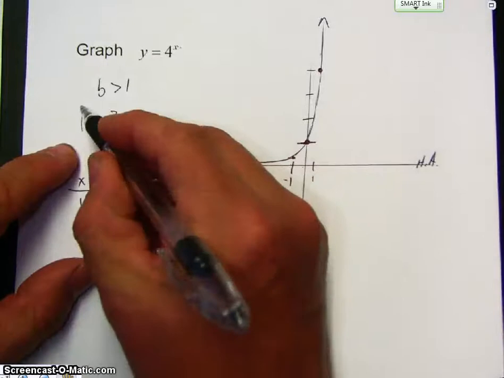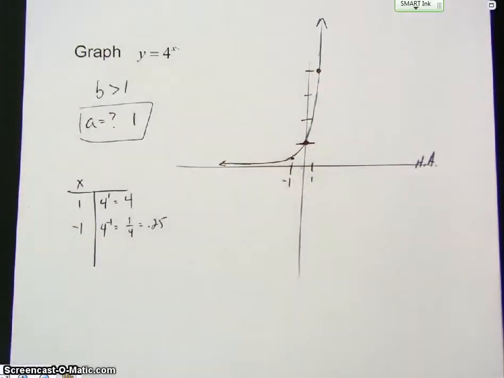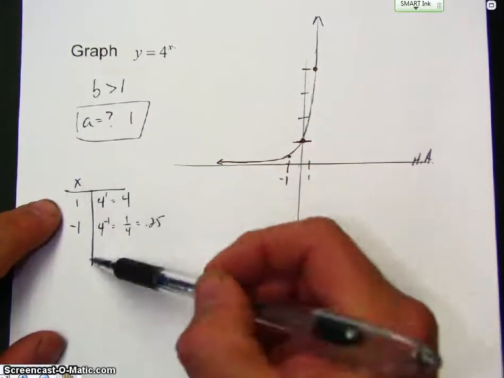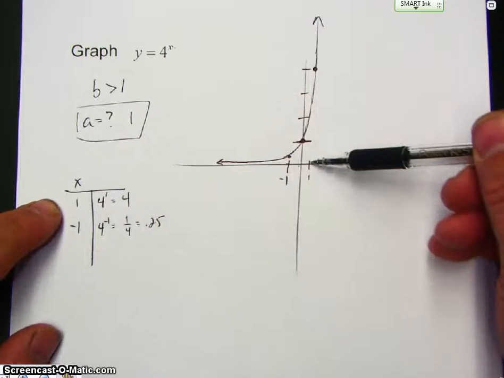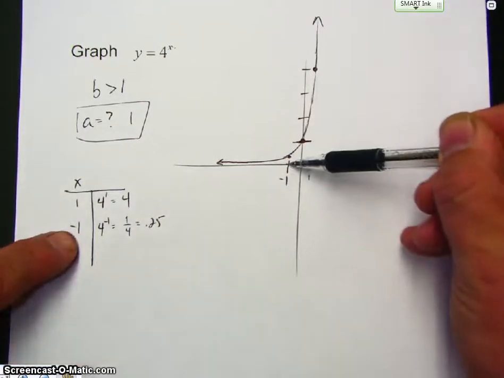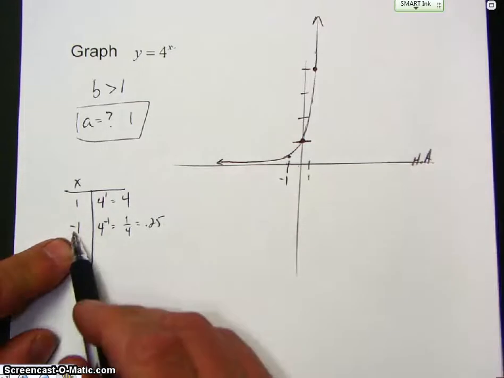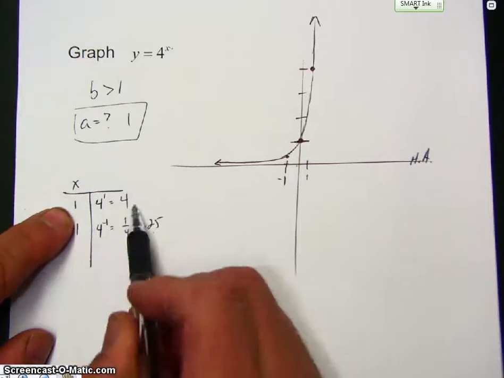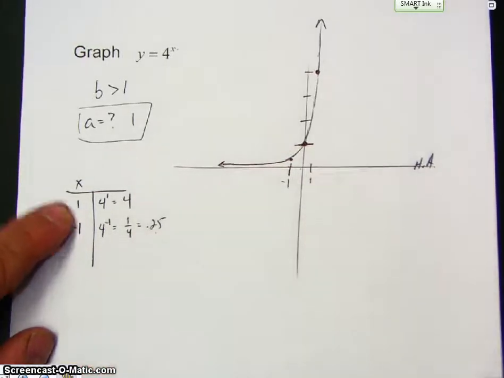First, I found out what A is. All right, I plotted it. It's my y-intercept. Then I do the little t-table. I pick a positive x value, and then I pick a negative x value. When you pick a negative, you're going to get a decimal. All right, just to let you know. You pick a nice number, you're going to get a nice number as well.